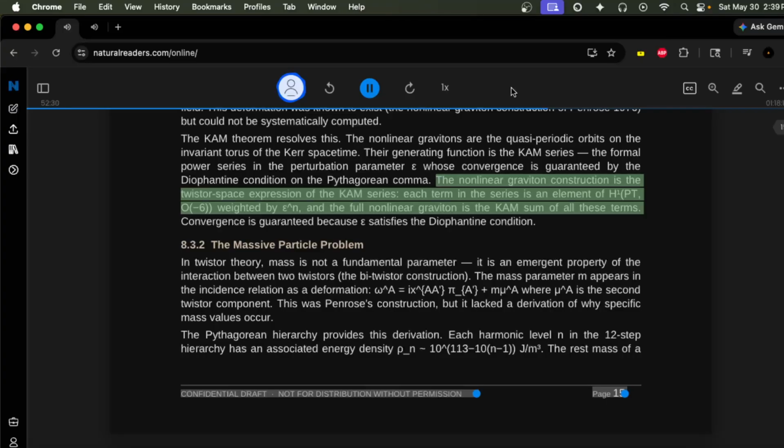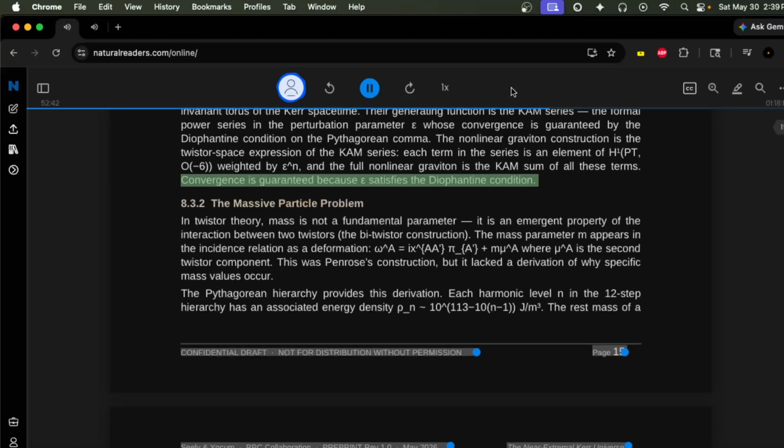Each term in the series is an element of H¹, weighted by epsilon^n, and the full nonlinear graviton is the KAM sum of all these terms. Convergence is guaranteed because epsilon satisfies the Diophantine condition.